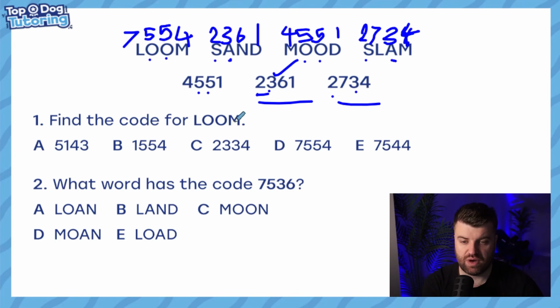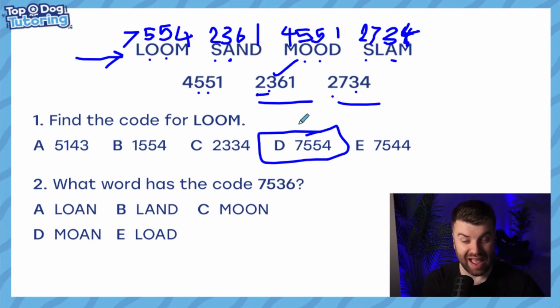Find the code for the word loom. We've got it written right here. We've already solved it. 7554. It's D. We can move on. How quick do we solve that question? Because we put in all the work.